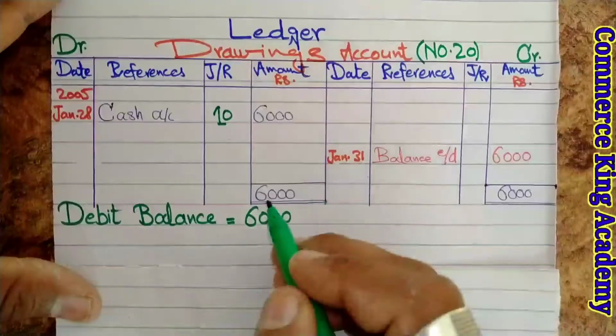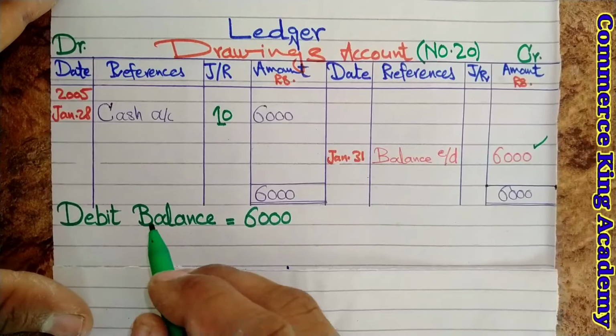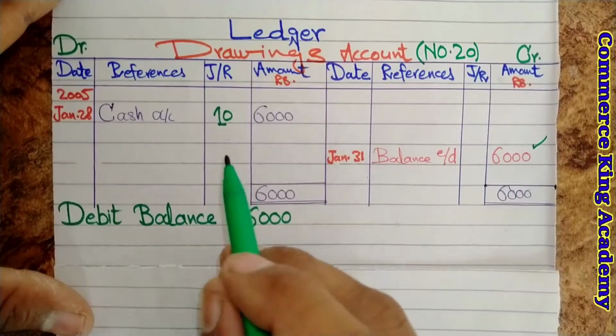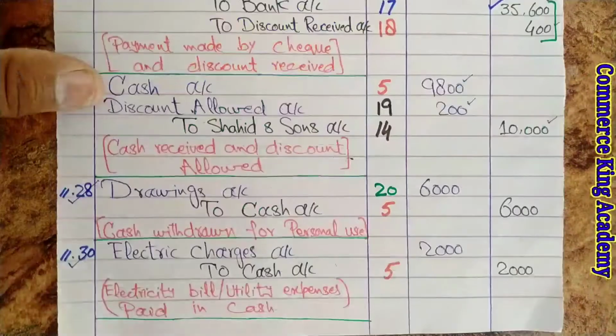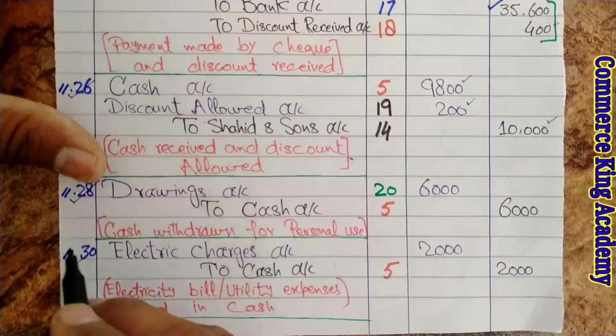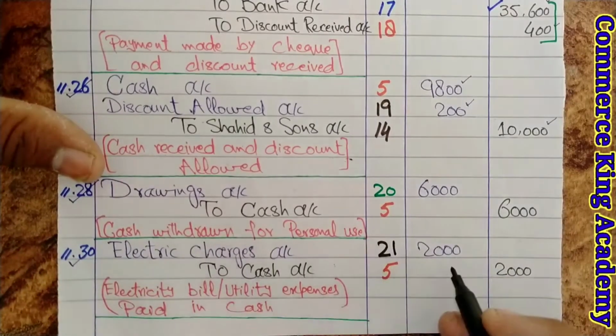We have totals on the debit side and credit side, and we find the difference of the whole amount on the credit side. So we have a debit balance of drawings account because the debit side is heavier than the credit side. Understand? Our next account is electric charges account, held on Jan 30, ledger folio number 21, amounting to 2,000 rupees.